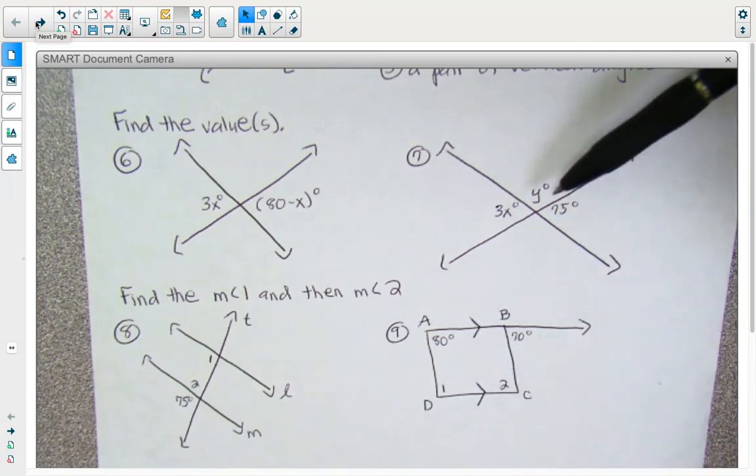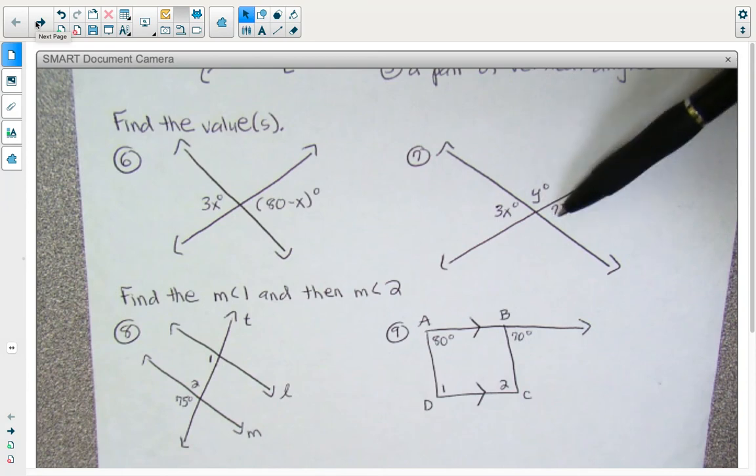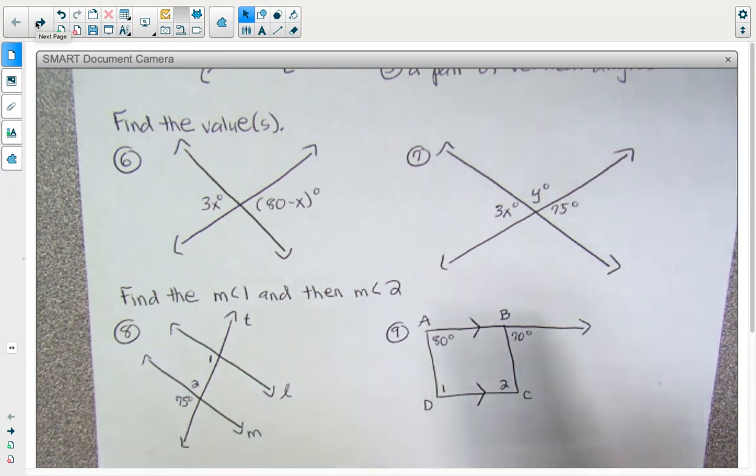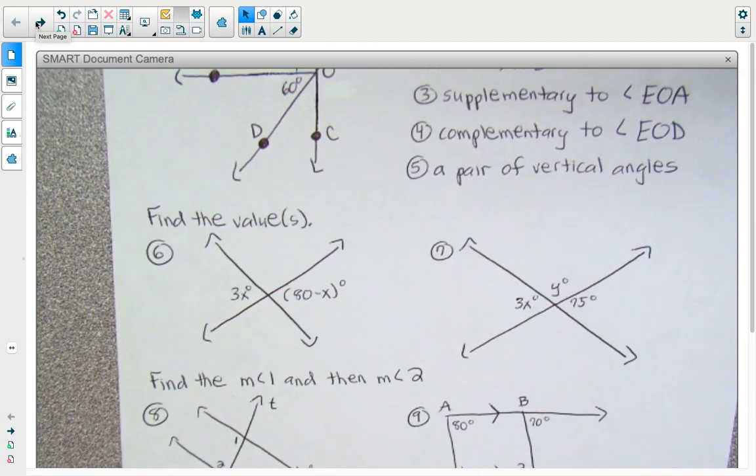And then these two beside each other, these are supplementary angles. So that's going to add to 180. So just giving you some little hints, right? You are using the angles that I discussed in this video to help you with your problems for your Canvas assignment.